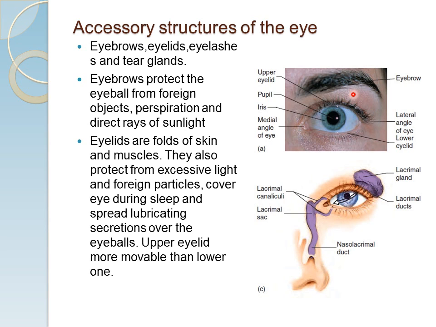Now, eyelids are folds of skin. We keep on closing and opening our eyelids. We all know that eyelids protect us from excessive light and from foreign particles. They always cover the eye when we are sleeping. When there is excessive light or excessive dust, they protect us from all those things. When we close our eyelids, the tears inside our eye, which act as a lubricating secretion, are spread over the eyeballs. And we all know that the upper eyelid is more movable than the lower one.